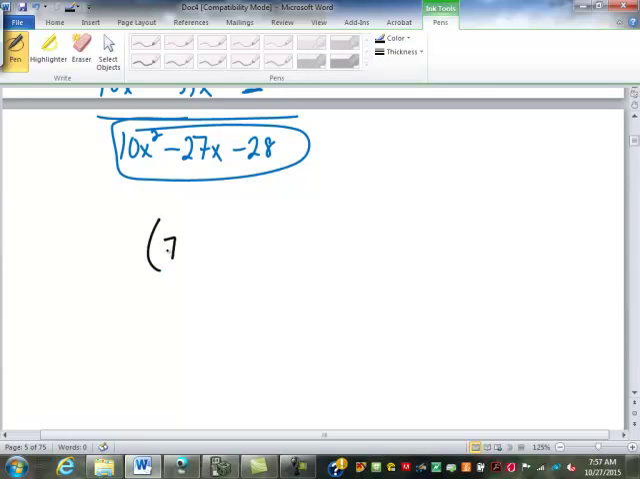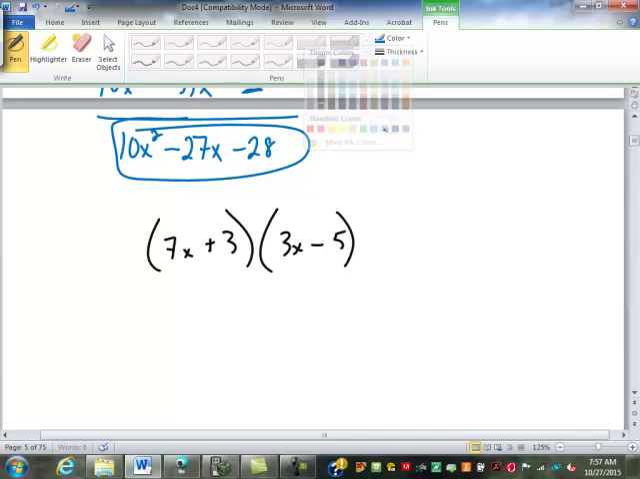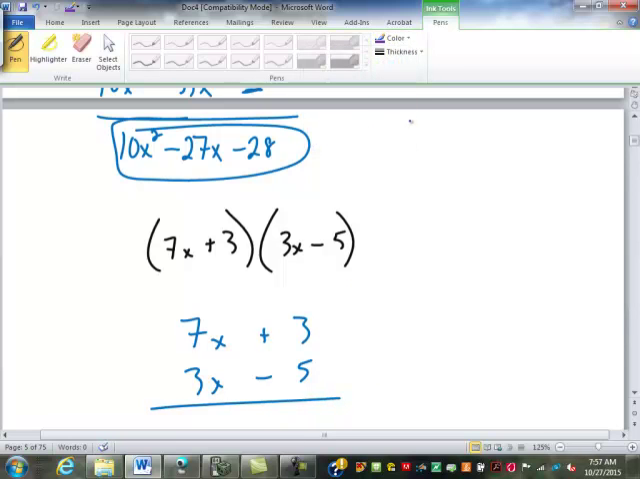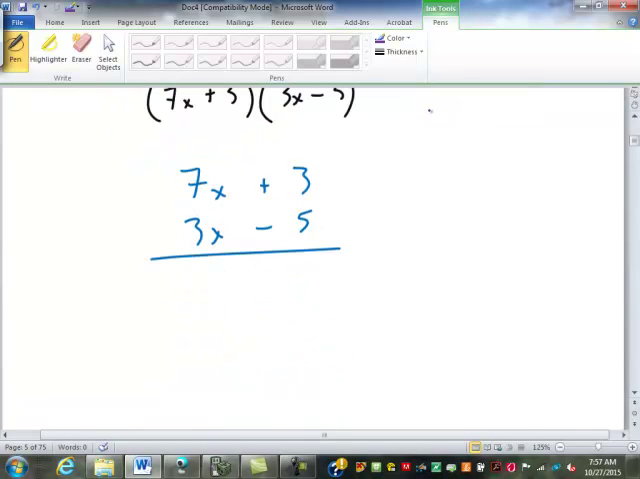So I can have 7x plus 3 times 3x minus 5. And the exact same process is going to apply. Where am I going to start? Negative 5 times 3 is negative 15. Negative 5 times 7x, negative 35x. Then what?